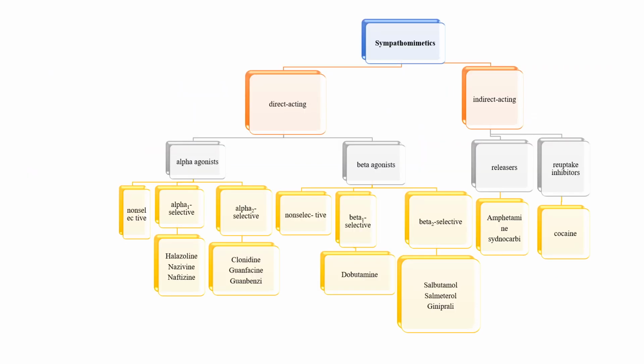In this chart, I have summarized all the important drugs included in the sympathomimetic drugs. We have two types of drugs. First is the direct acting drugs, and second is the indirect acting drugs. The direct acting drugs directly stimulate the alpha or the beta receptors, and indirect acting drugs either cause the release of neurotransmitters, or they inhibit the uptake of neurotransmitters, therefore increasing the half life of the drug.